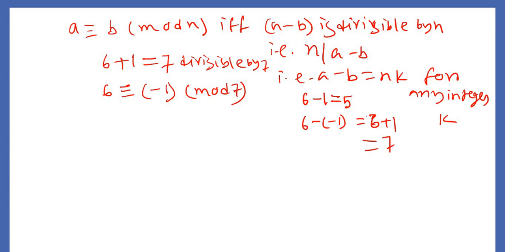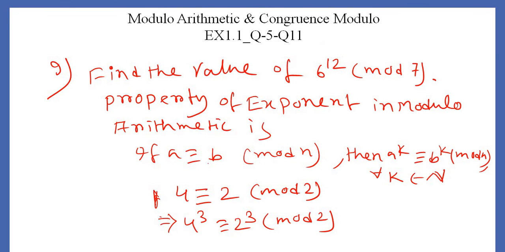So you have to understand how we get the congruency from the base. Here the base is 6, so how do we get 7 from 6? If we add 1 to 6, we can't add here, we actually have to subtract. That is why we take 6 congruent to minus 1 mod 7. Okay, now here you have to find the value of 6 to the power 12 mod 7. That means when you divide 6 to the power 12 by 7, what is the remainder?